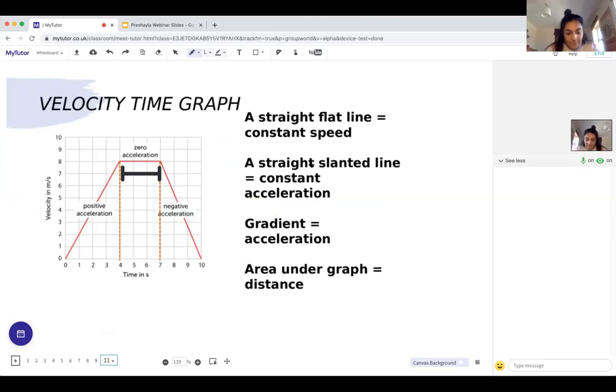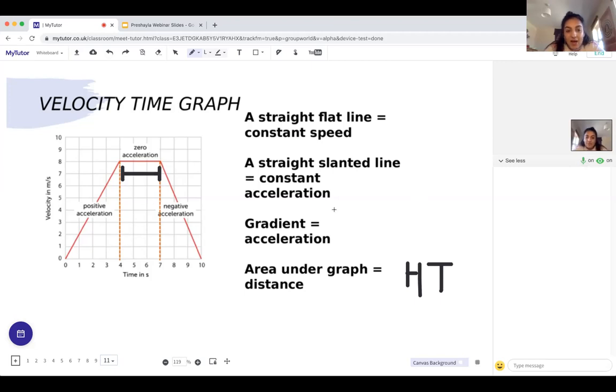Okay, so gradient is acceleration. So if we do change in y over change in x, we're not going to get speed this time, we're going to get acceleration. Now there's one more thing that we need to know, which is for higher tier. So if you're higher tier, you need to know this one. If you're foundation, you only need to know these three.